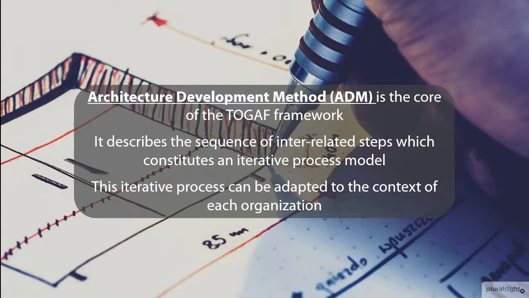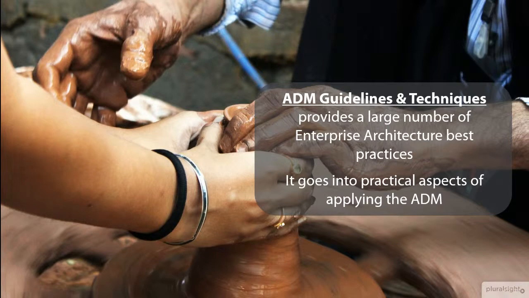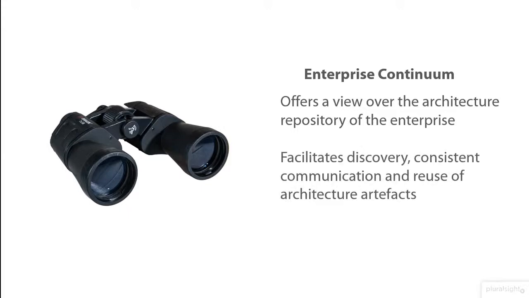The section ADM Guidelines and Techniques provides a large number of enterprise architecture best practices gleaned from across the industry, specifically focused on the practical aspects of the application of ADM methods. The Enterprise Continuum offers a view over the architecture repository of the enterprise in order to facilitate discovery, consistent communication, and reuse of architecture artifacts produced as the architects work through the various phases of the ADM cycles.